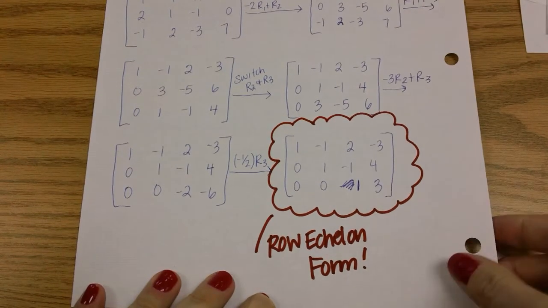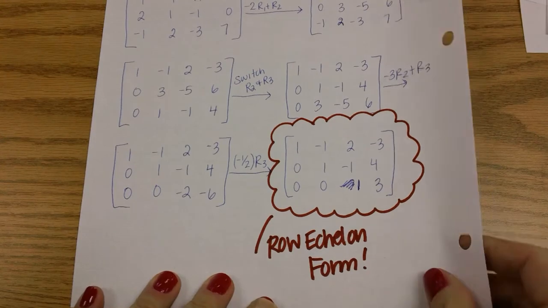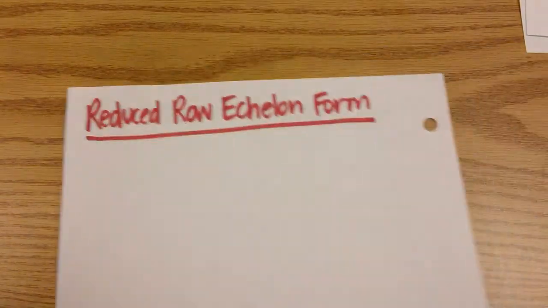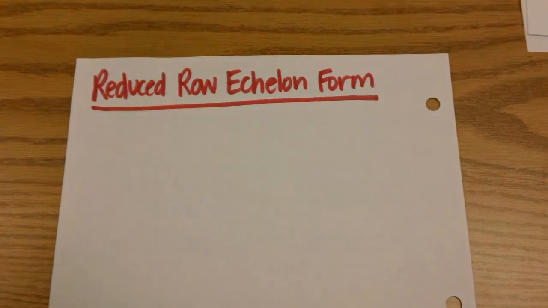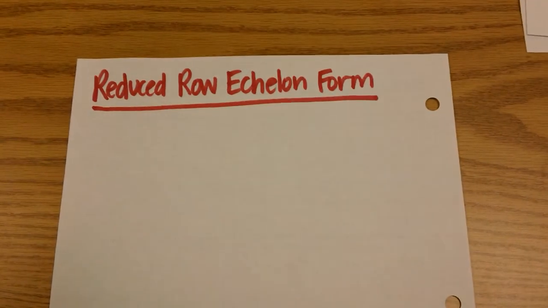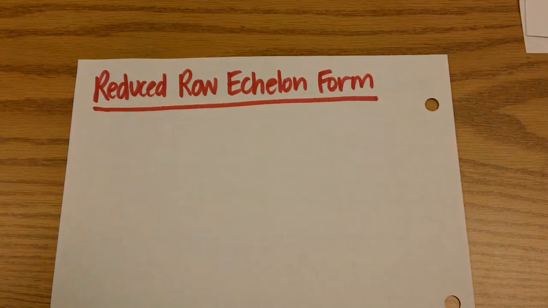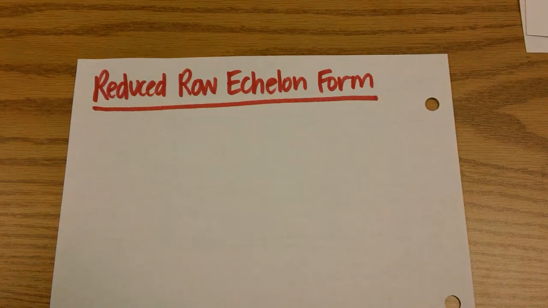The next thing we're going to talk about is called reduced row echelon form. And reduced row echelon form is really nice because when you have it, you can just look at the matrix and tell what your answer is going to be. So essentially, you can take your row echelon form and reduce it even more. We'll just go through the example and it'll make sense at the end.